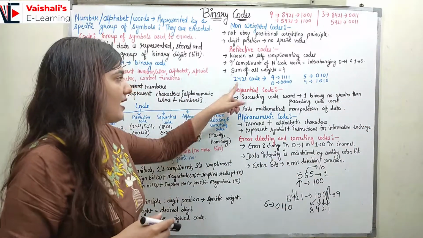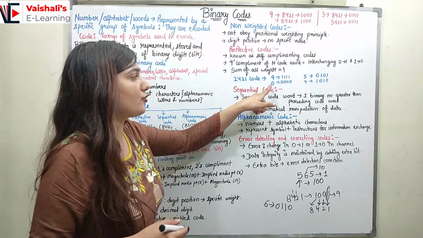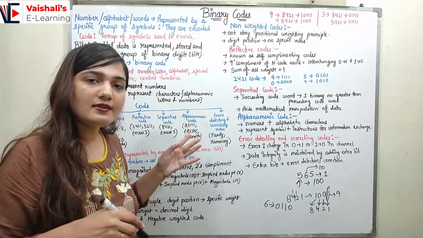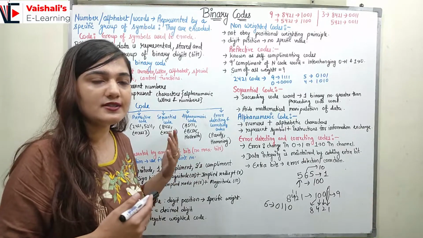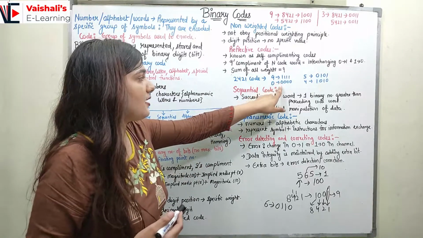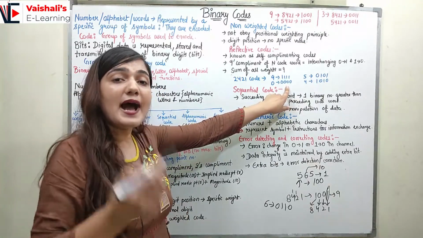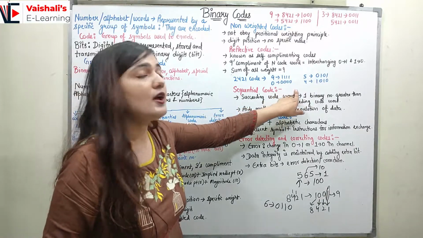So, if I have the 2421 code, which is a reflective code, here 9 is represented as 1111. So, 0 is the reflection of 9, right? 9 minus 0 is 9. Here you can see 0 is the reflection of 9 and we can represent 0 by interchanging 1 to 0, so all of the 1s are converted to 0.